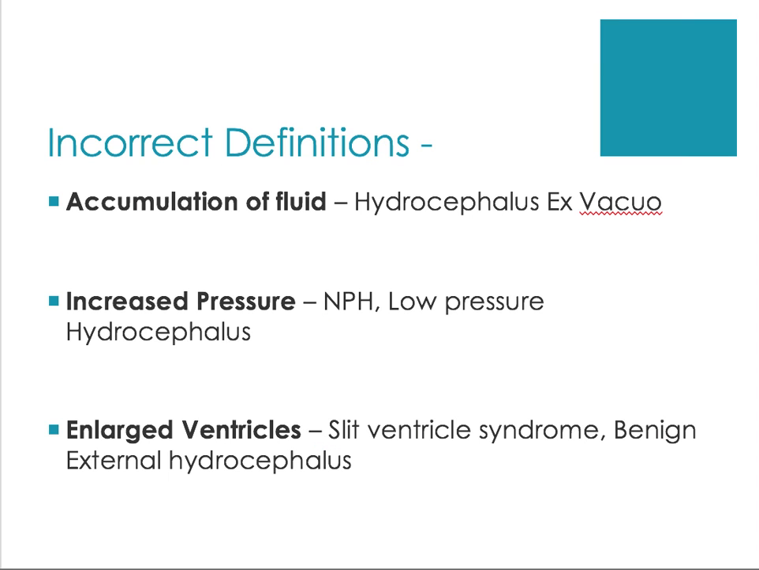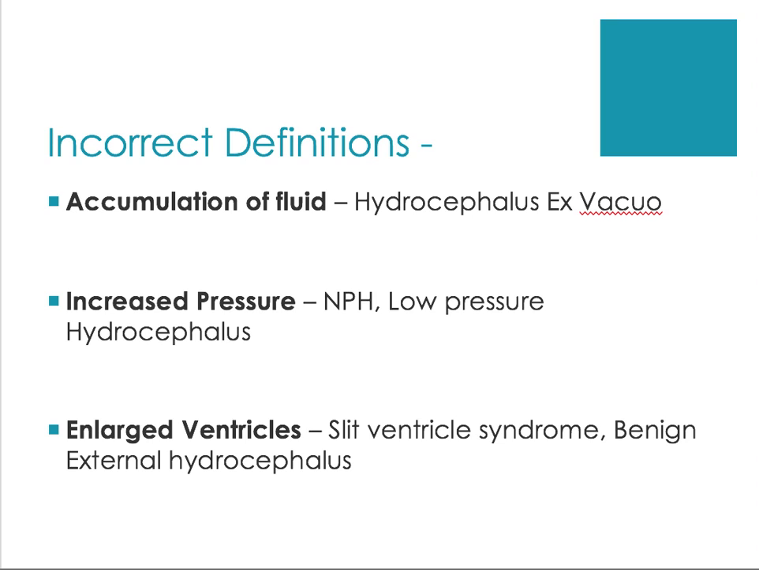So in these definitions, for example, the one in particular that we just saw from the NIH, accumulation of fluid also includes something called hydrocephalus ex vacuo, which, although the name has hydrocephalus in it, is an enlargement of the ventricles because of loss of parenchyma and loss of tissue. So it's an artifact of the loss of the brain tissue, and so you see an enlargement of the ventricles and an accumulation of fluid.